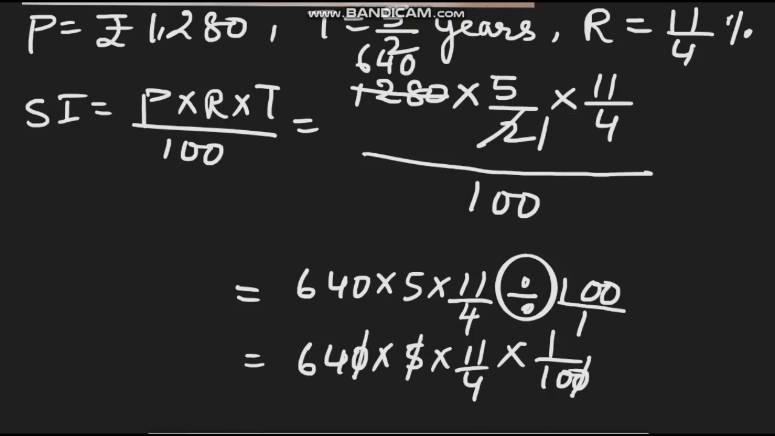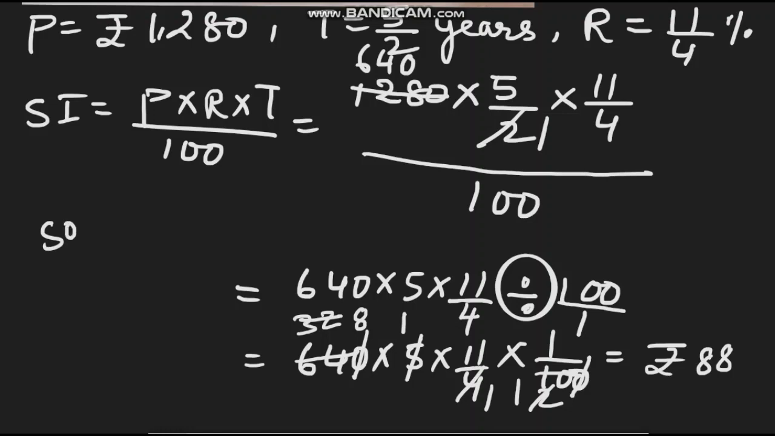Now 5 1s are 5 and 5 2s are 10. Again these 2 1s are 2 and 2 32s are 64. Again if you cancel it with 4, you will get 4 1s are 4 and 4 8s are 32. Now see, 8 into 11 is left and you will be getting 11 8s are 88. That means rupees 88. So the simple interest will be equal to rupees 88.